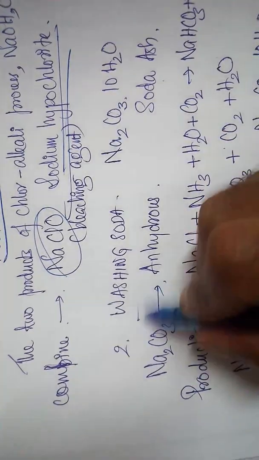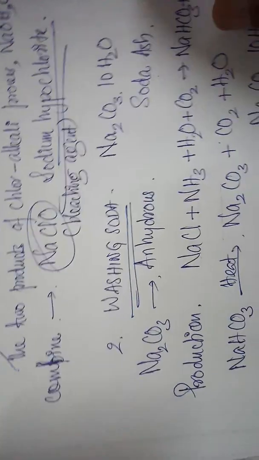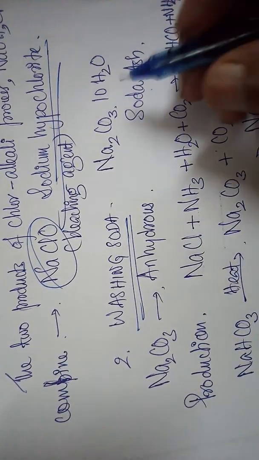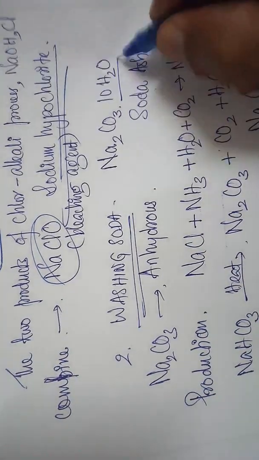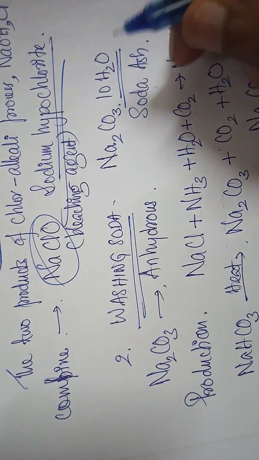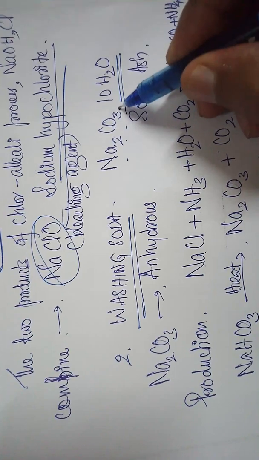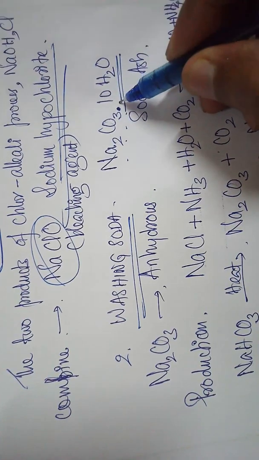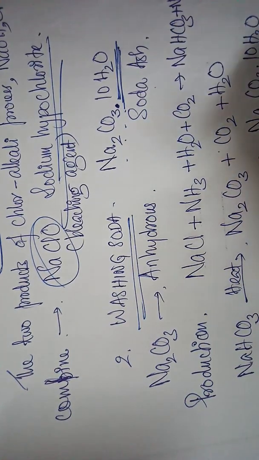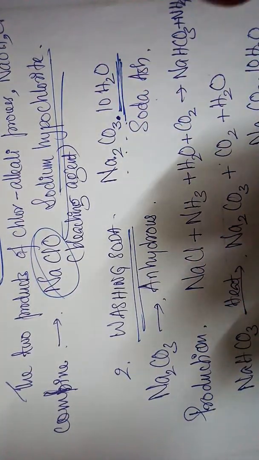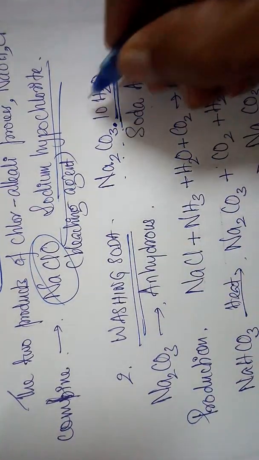Next section is washing soda, another salt. Washing soda is sodium carbonate containing 10 molecules of water of crystallization. Na2CO3 with water of crystallization is 10H2O. That is, washing soda is sodium carbonate decahydrate.